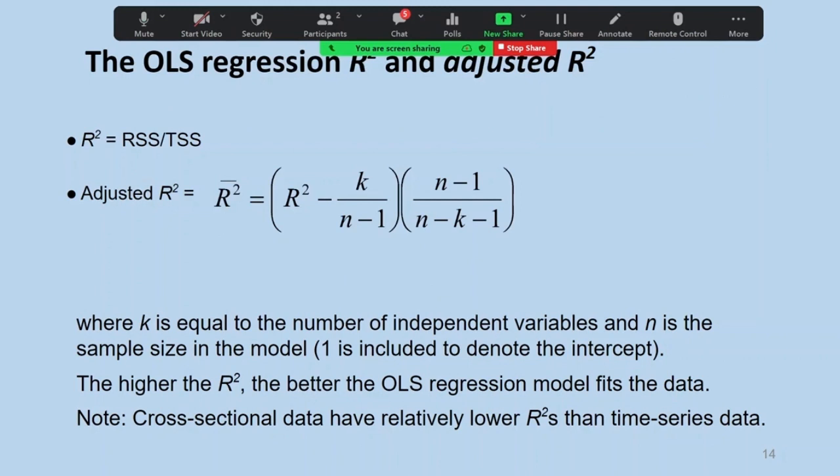So when you run a regression model, it will give you the R squared. So it's the regression sum of squares divided by the total sum of squares. And it would also give you an adjusted R squared, right? Which is this equation here. Again, you don't have to commit that to memory. And the higher the R squared, the better the regression model, the phrase that we use, fits the data. The higher this R squared and this adjusted R squared, the better your model fits the data.